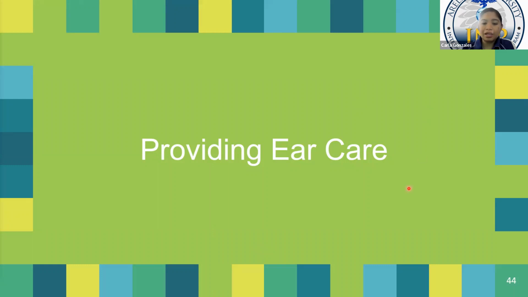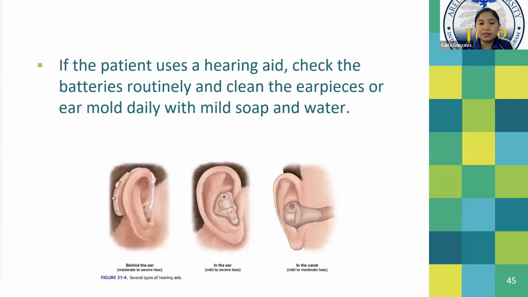So with ear care, it's mostly for patients with auditory or hearing aids. We can also apply the simple cleaning of the ears, the outside. But if the patient uses a hearing aid, they can check the batteries routinely, and clean the earpieces or ear mold daily with mild soap and water. Okay.